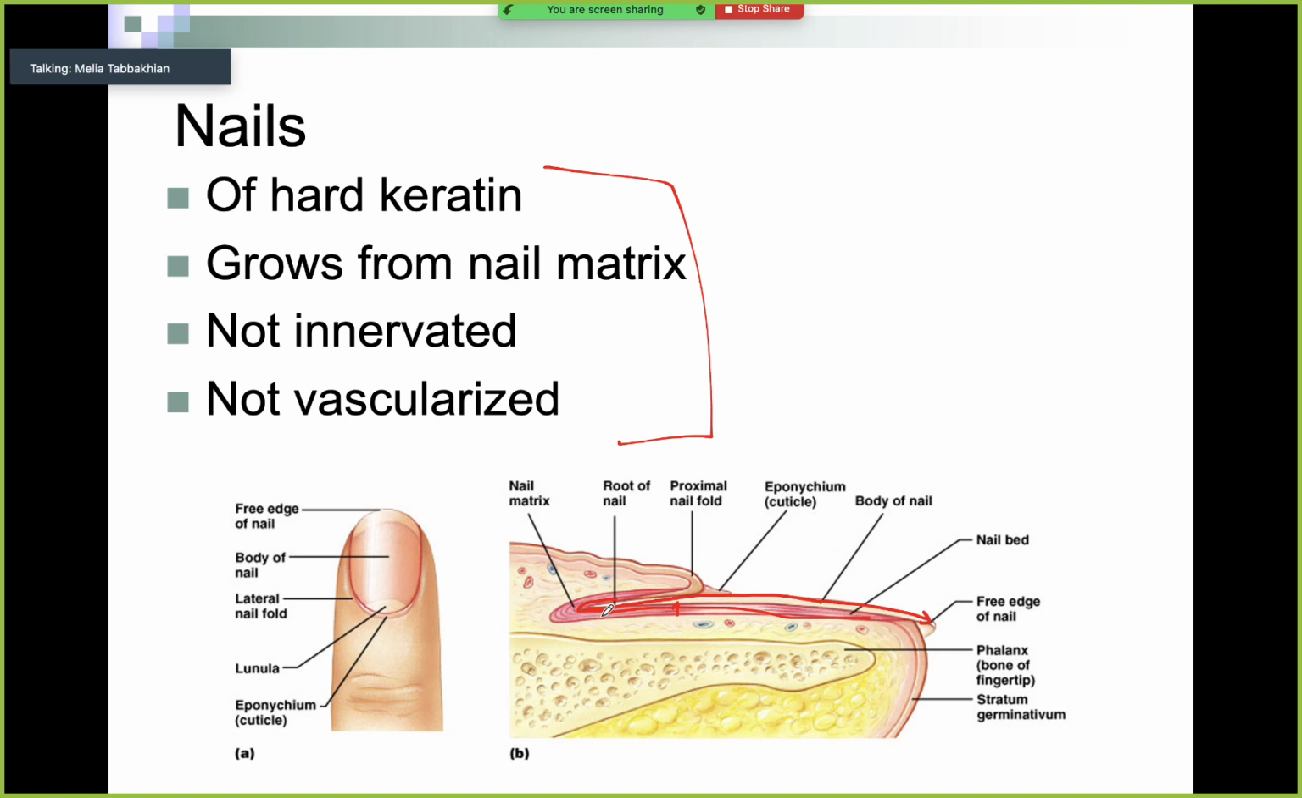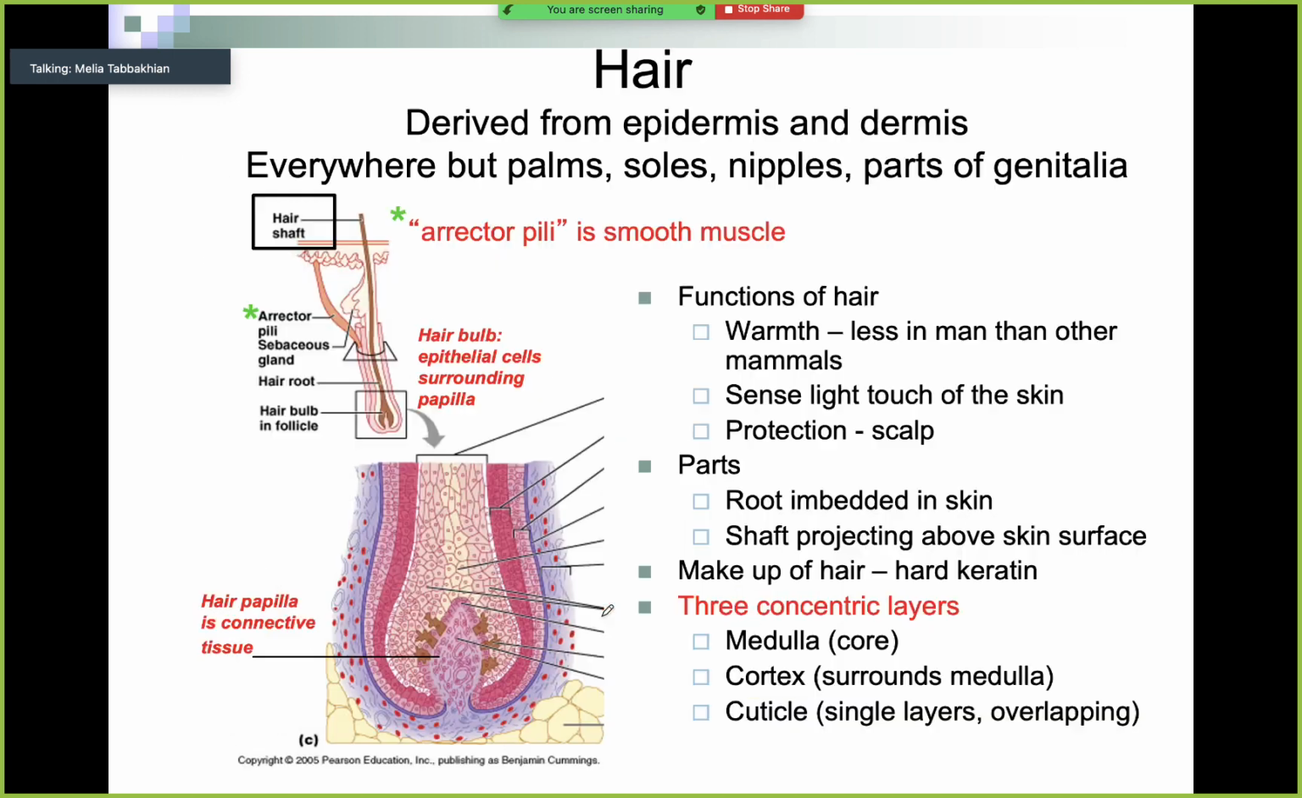So in terms of nails, I used to ask more questions on them, but I've kind of detoured away from focusing on nails too much. And same thing with hair. Don't worry about labeling anything here. I want you to know what's written.